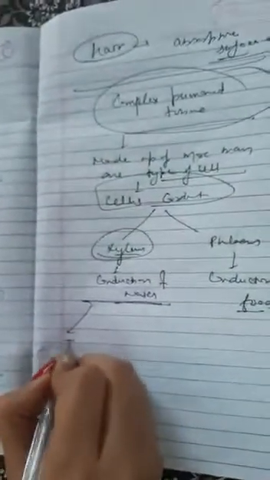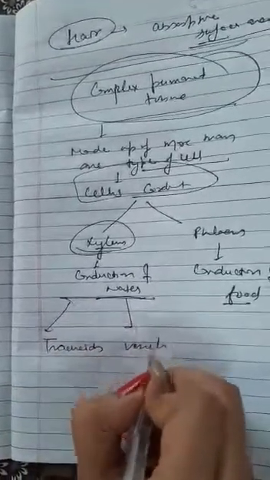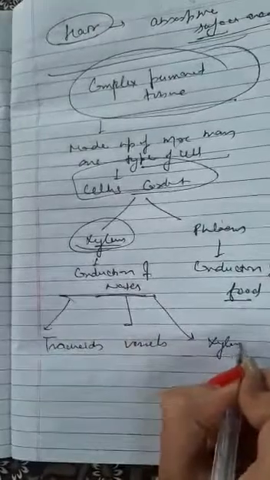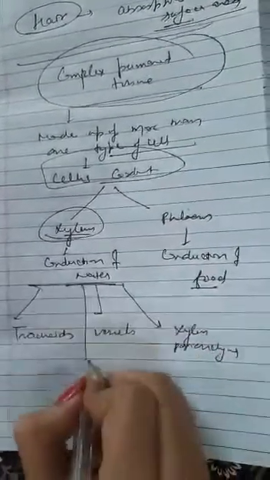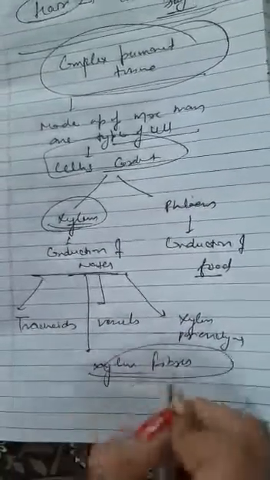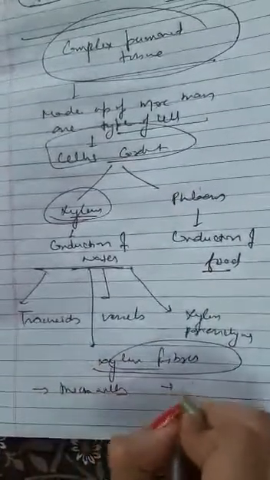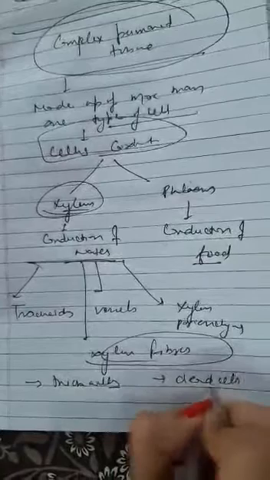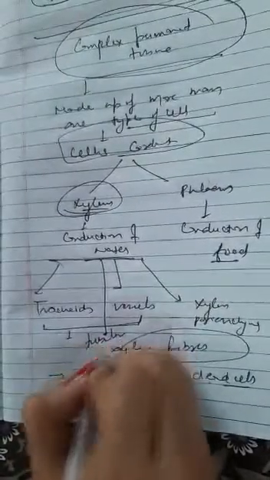Now, xylem consists of tracheids, vessels, xylem parenchyma and xylem fibers. The cells have thick walls and mostly they are dead cells. Tracheids and vessels are tube-like, tubular structures.